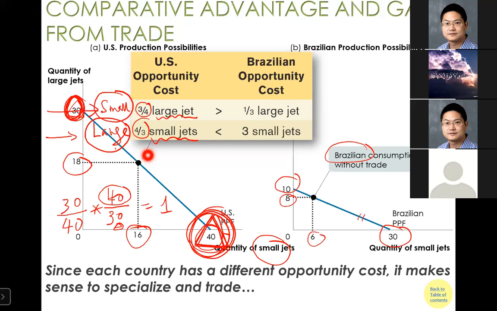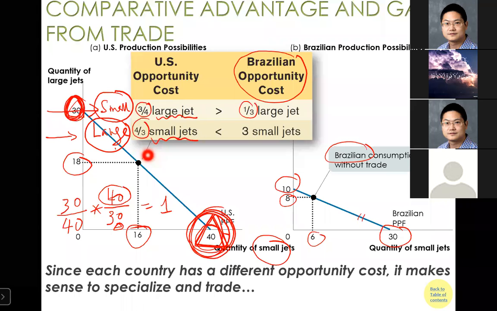Why is that? It's because opportunity cost is in terms of the other good. The opportunity cost of small jet is in terms of larger jet. The opportunity cost of larger jet is in terms of small jet. So when you multiply them, they must equal 1. Now we go to the other side of the world and look at Brazilian opportunity cost. We can do a similar exercise. We find that a small jet costs 1/3 of a larger jet, and one larger jet costs 3 small jets. So now we understand where these numbers come from.